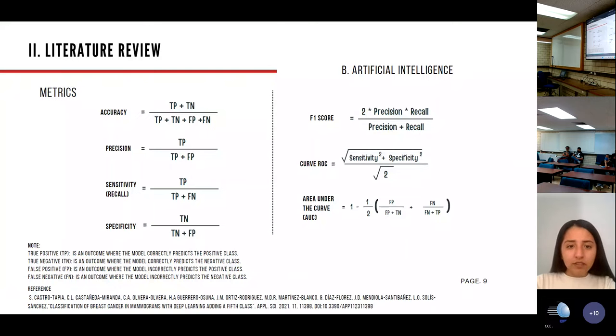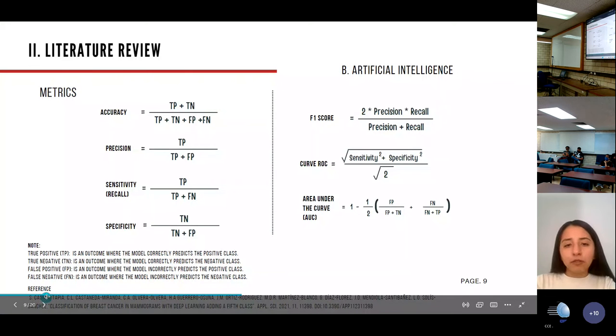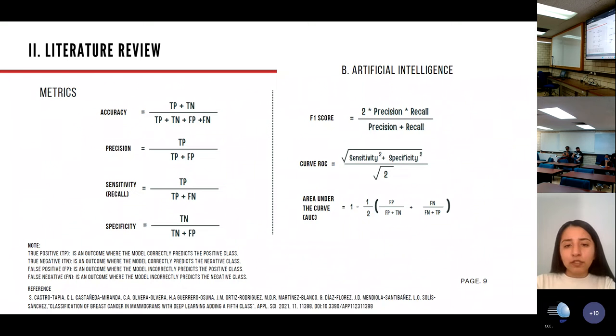Metrics. It is common to use metrics to evaluate the performance of the models. These metrics are the most used in deep learning applications focused on the medical area. Accuracy is the metric that measures the performance of an algorithm. Precision is the metric that allows us to quantify the number of correct predictions made. Sensitivity or recall shows the proportion of positive cases correctly classified.